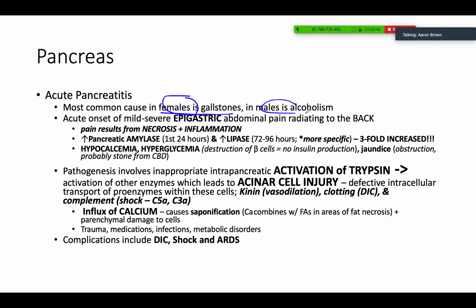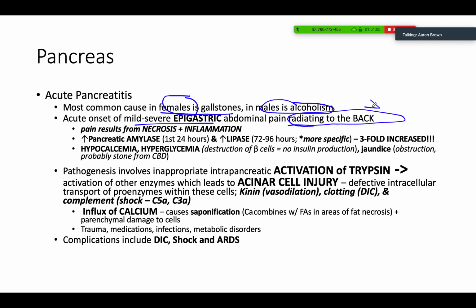In males, it's alcoholism. Why? Males are stupid. And so they drink too much and they end up getting pancreatitis. Okay? So acute onset, mild, severe epigastric pain that radiates to the back.